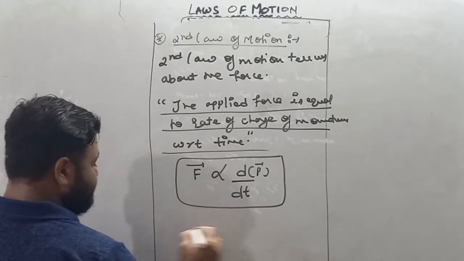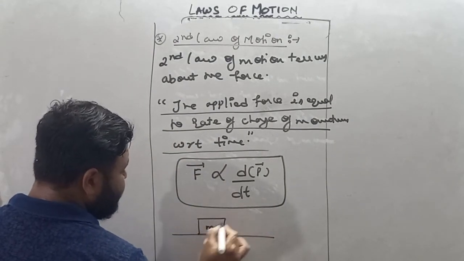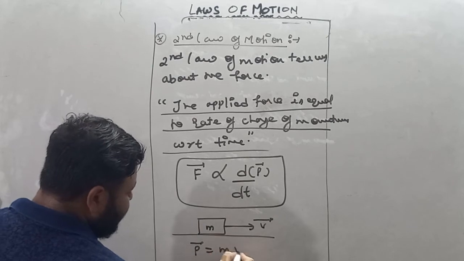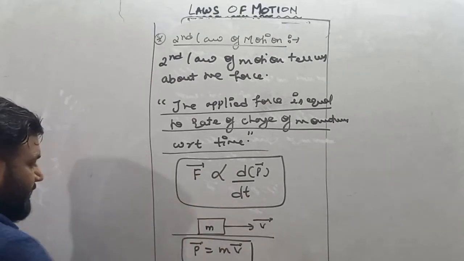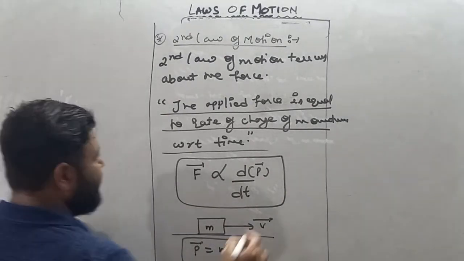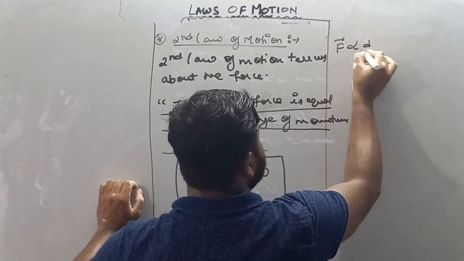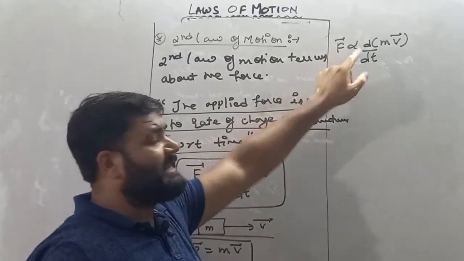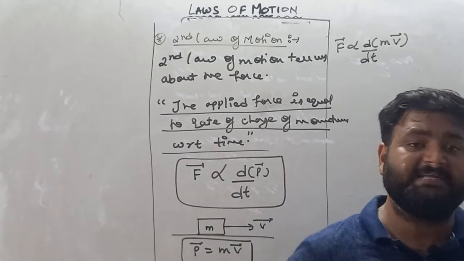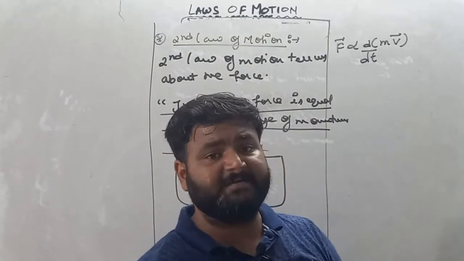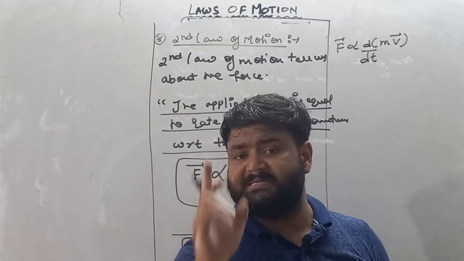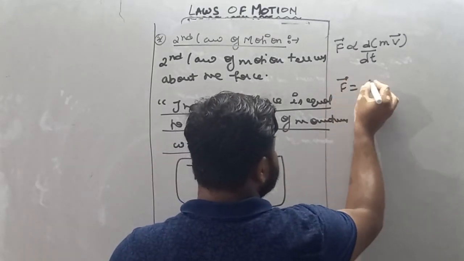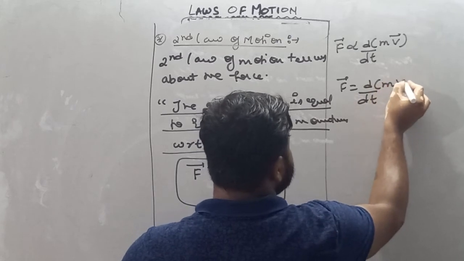Now see, my dear student, if a body carries some mass m and is moving with velocity v, then its momentum, we know, is mass into velocity. So I'll put the value of momentum here. We'll get F vector is proportional to d over dt of m v vector. If we wish to remove the proportionality and put an equal sign, then a constant must be introduced. Here the value of the constant is 1, so we can write F vector is equal to d over dt of mass and velocity.